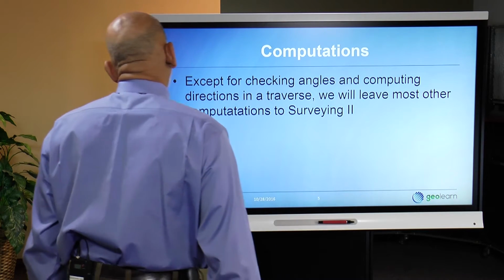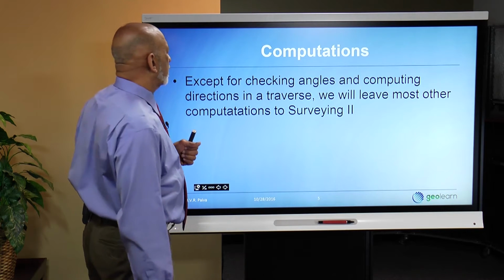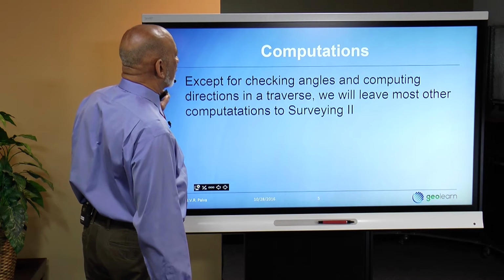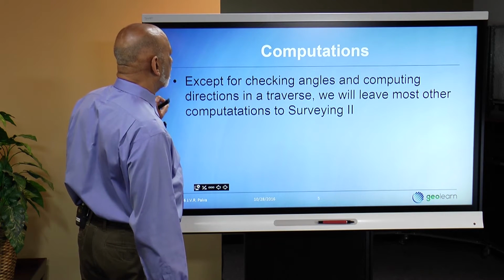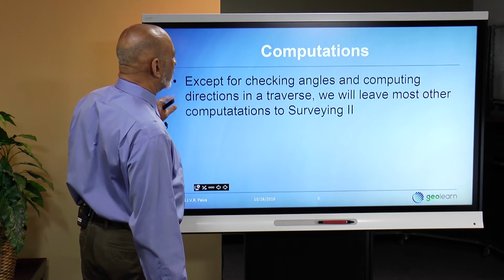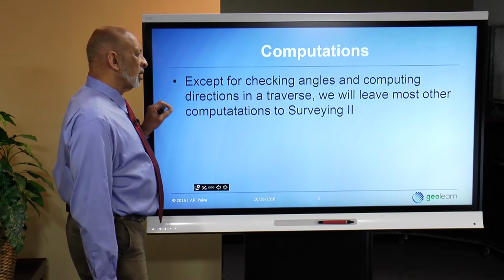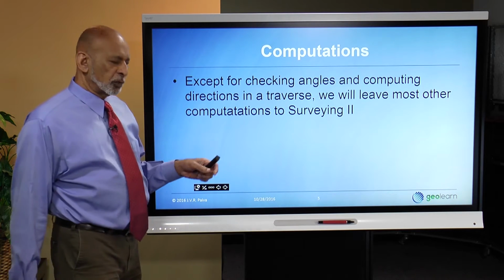All right, so in terms of the computations in this section of the course, the computations that we will be covering when it comes to traversing are checking angles and computing the directions in a traverse. We'll also talk about adjusting the angles if they don't add up to n-2 times 180. But we will leave most other computations to Surveying 2.